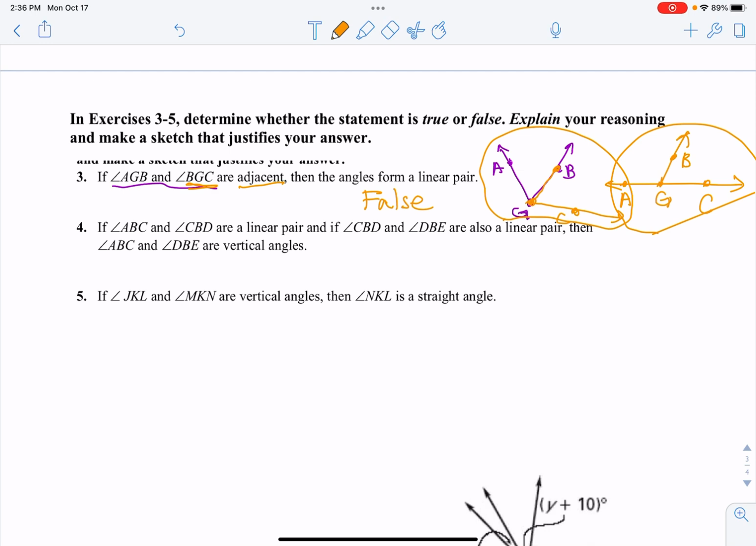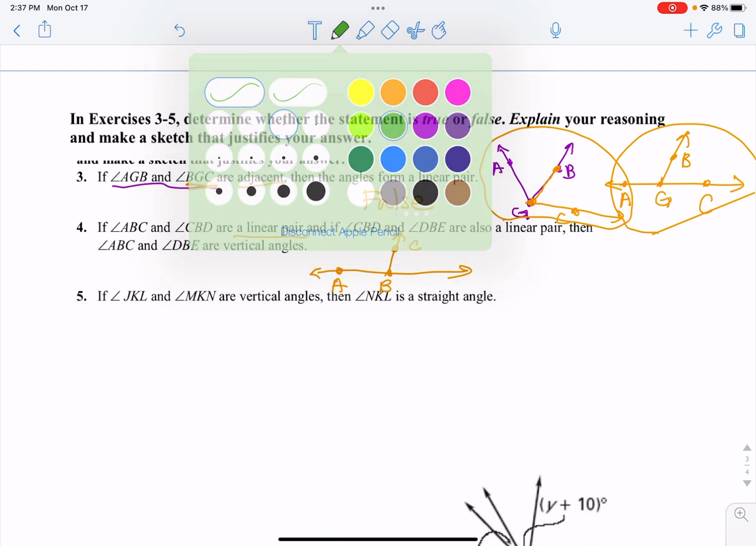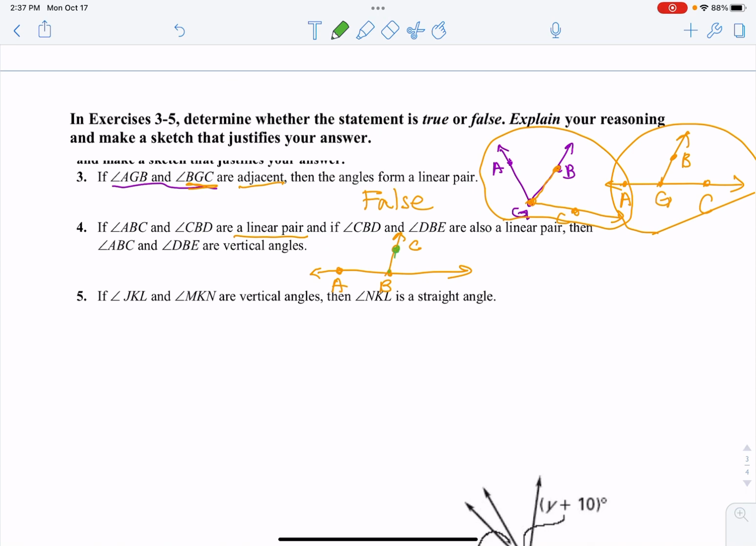And then another one, number 4: angle ABC and angle CBD are a linear pair. So they already say it's a linear pair, so I'm going to draw a straight line. And then here A, B, C with another angle C, B, D here will be a linear pair. Then angle CBD and another angle DBE will also form a linear pair. So DBE will be two angles forming a linear pair like that.